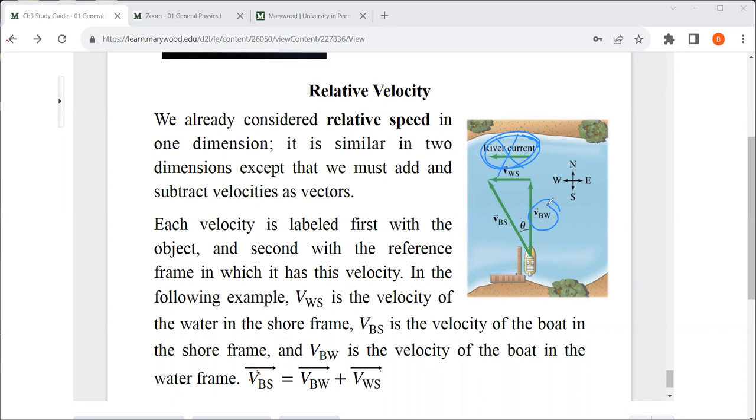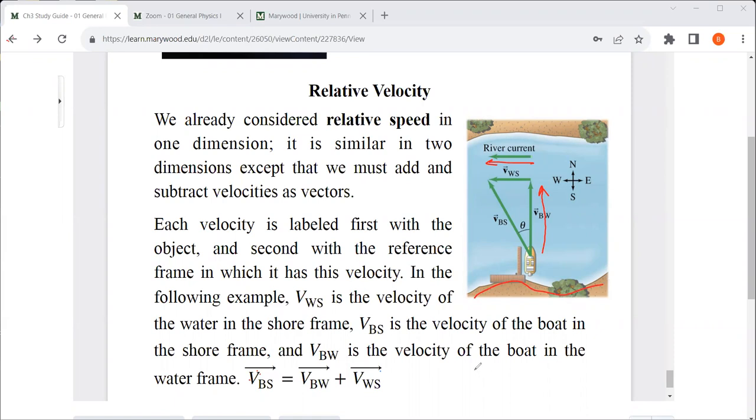So let's see here what we have. Let me erase this. So we have a river current that is going from east to west, and the boat is going from south to north. So this is the river current, and this is the boat's velocity with respect to water. Now I want to know what is the boat's velocity with respect to shore. So how to find that?